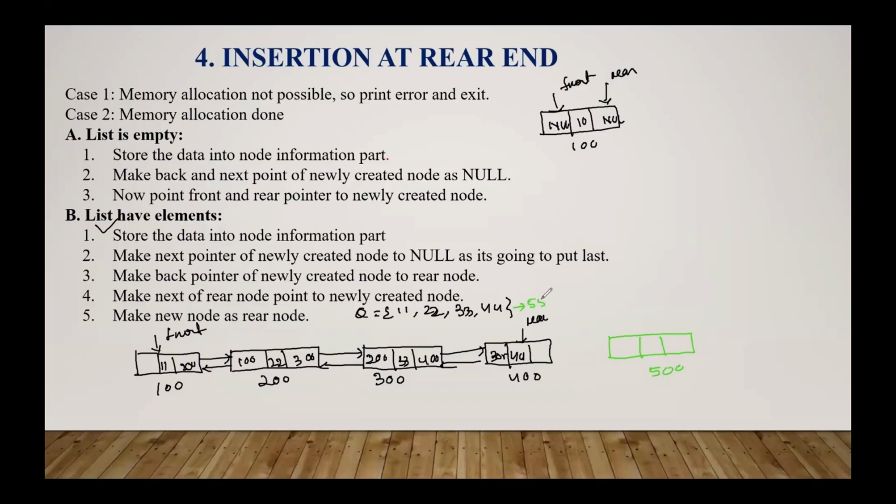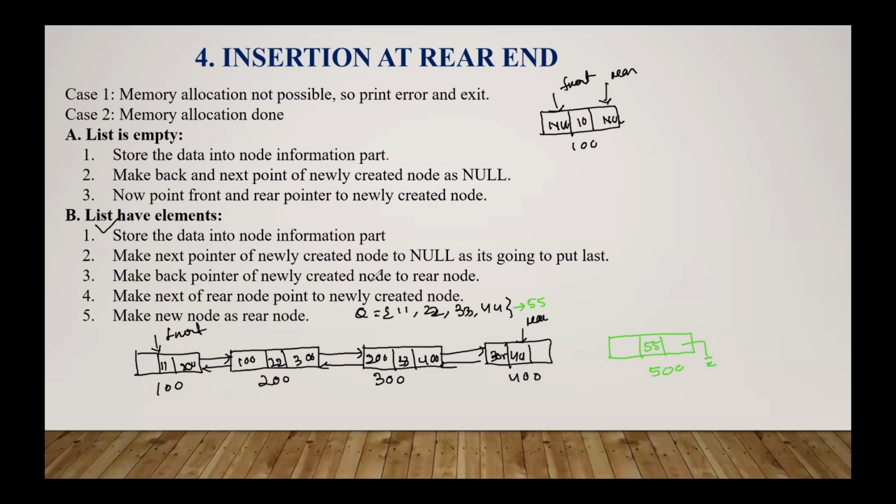For example, we want to insert 55. So we store 55. Make the next pointer of the newly created node null. Why the next pointer? This is the newly created node, and we make next null because we are going to insert at the rear end. After the rear there is no element, so we make this one a null pointer.